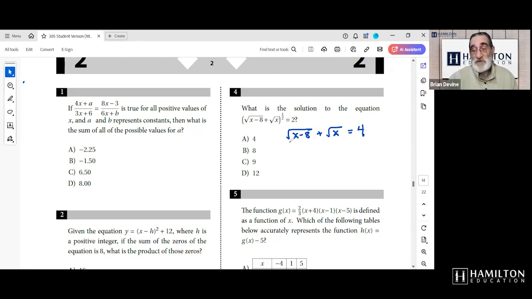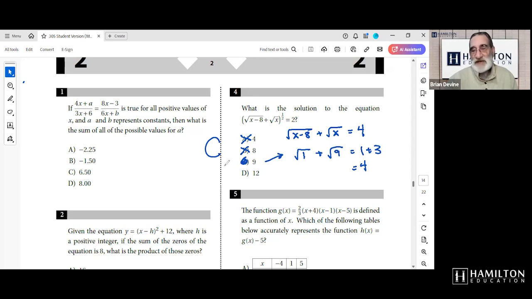Now, an easy way to do this is just plug answers in until I get the right one. Obviously, 4 can't work because if I plug 4 into the first one, I get the square root of negative 4. So it can't be that one. If I plug 8 in, well, I'm going to get 0 plus the square root of 8, which isn't 4. If I plug 9 in, ooh, I'm going to get 1, and then I'll get rad 9, and that equals 1 plus 3, and that equals 4. C is the answer.